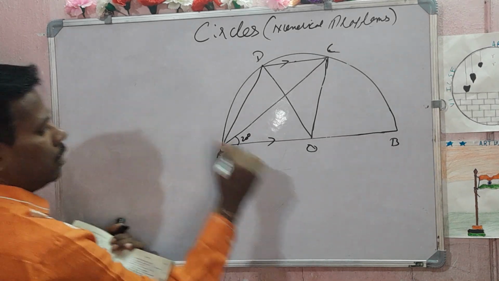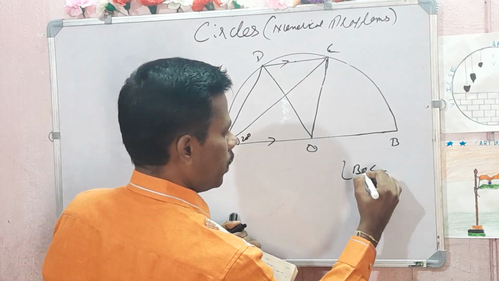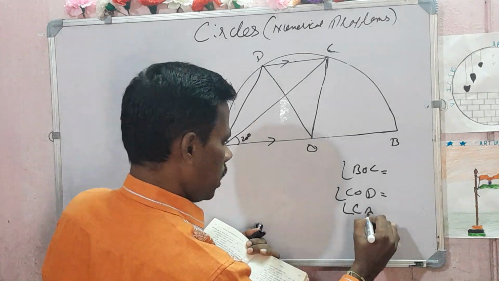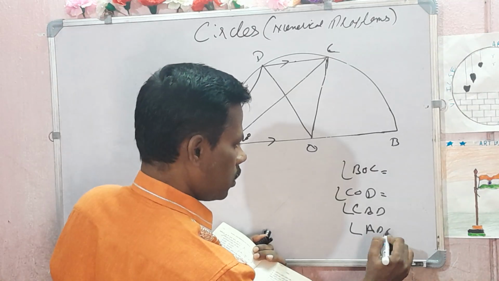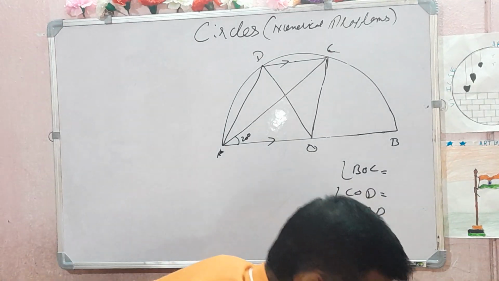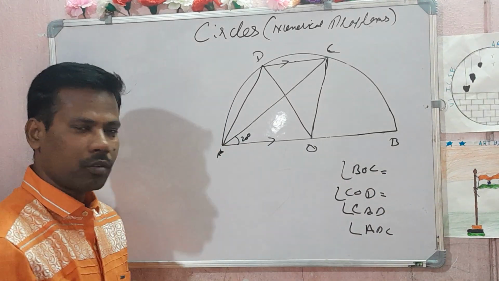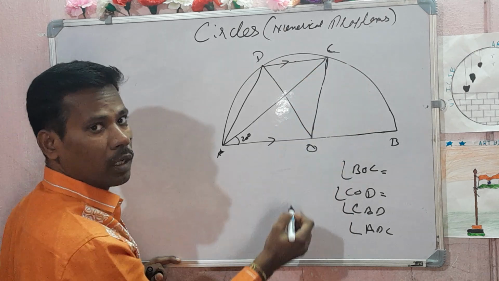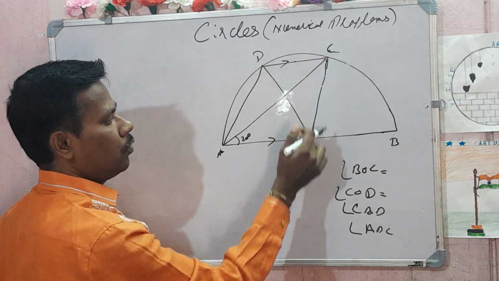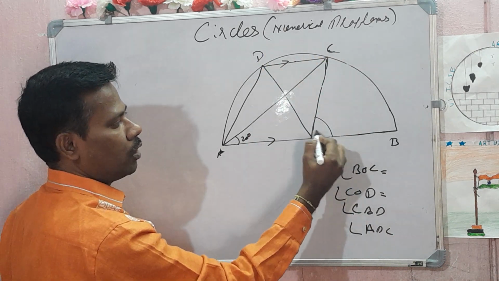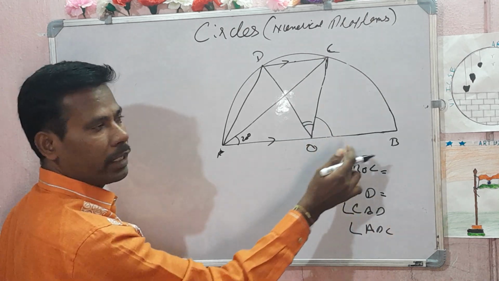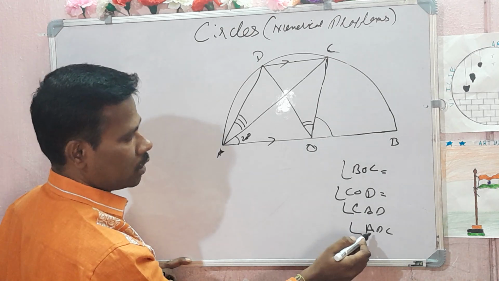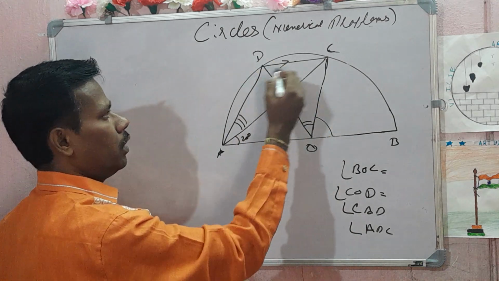Find angle BOC. BOC is how much? Next COD. Next CAD. Next ADC. These are the four conditions they are asking. How to do this one? Angle BOC. This one. Angle COD. This one. They are asking this one. And CAD. This angle they are asking. Next ADC.